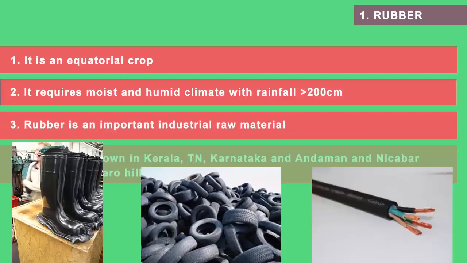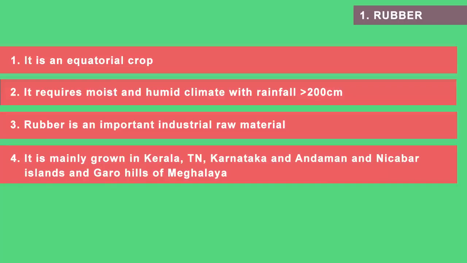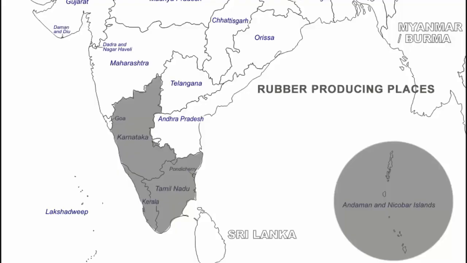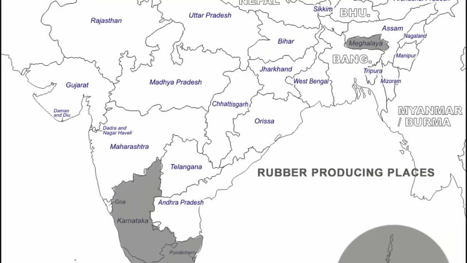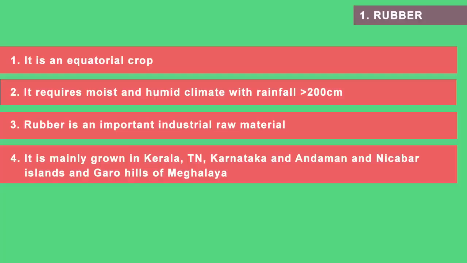We all know that rubber is an important industrial raw material. So the states in India that grow rubber are Kerala, Tamil Nadu, Karnataka, Andaman and Nicobar Islands, then Garo Hills of Meghalaya. Notice all of these places receive heavy rainfall and they are also very humid. So where there is humidity, moisture will be high. So this was all about rubber.